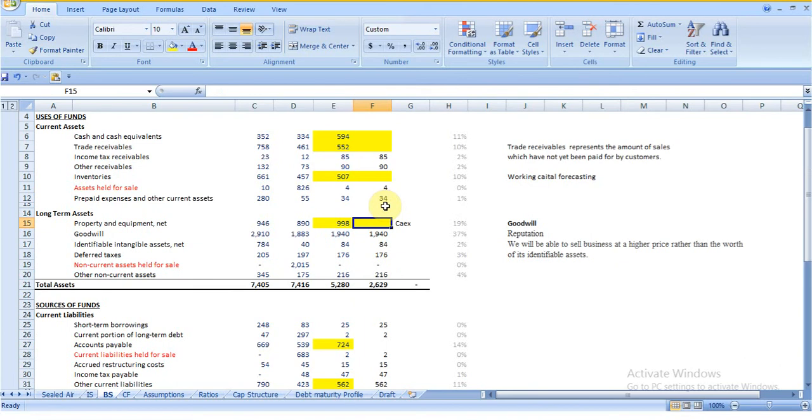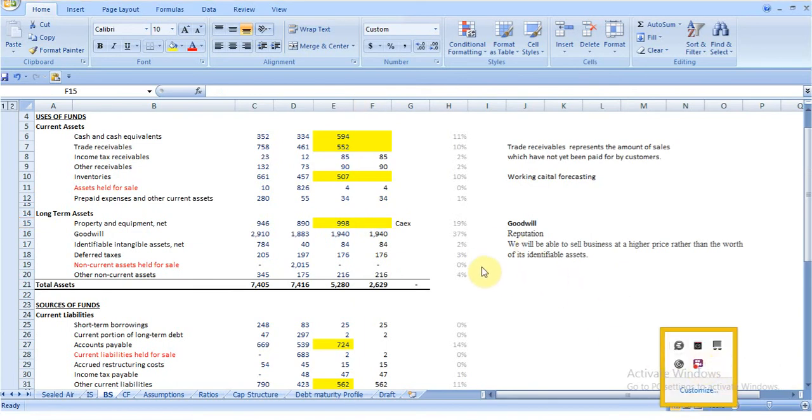So in the balance sheet, broadly, there are two line items which we need to forecast. One is working capital, the other is capex. Capex is required to forecast the property, plant, and equipment, and working capital forecasting is required to forecast current assets and current liabilities. So first we will look into the working capital requirement.